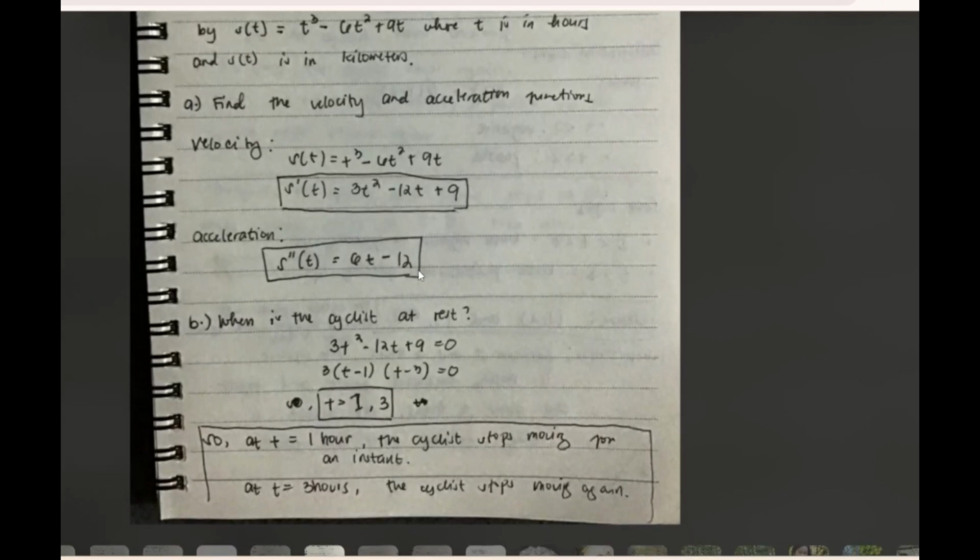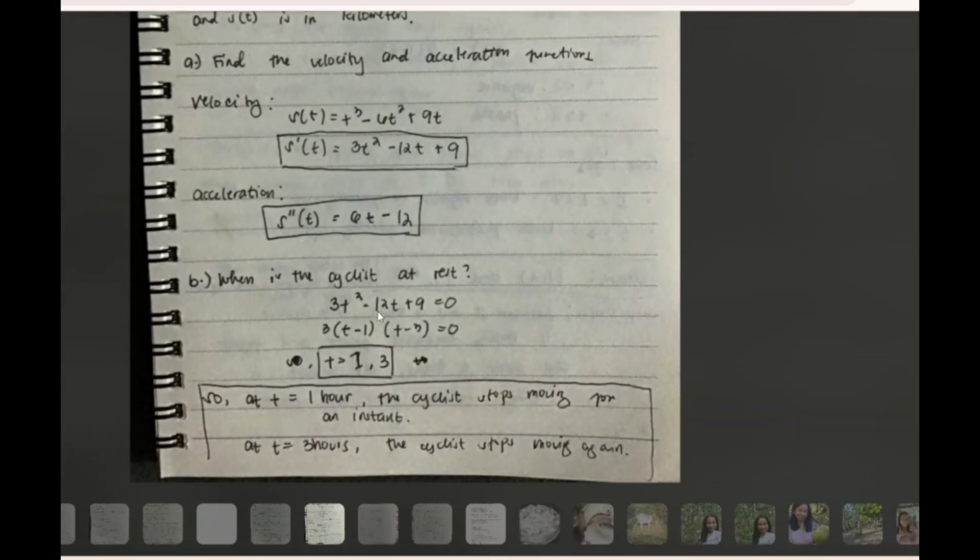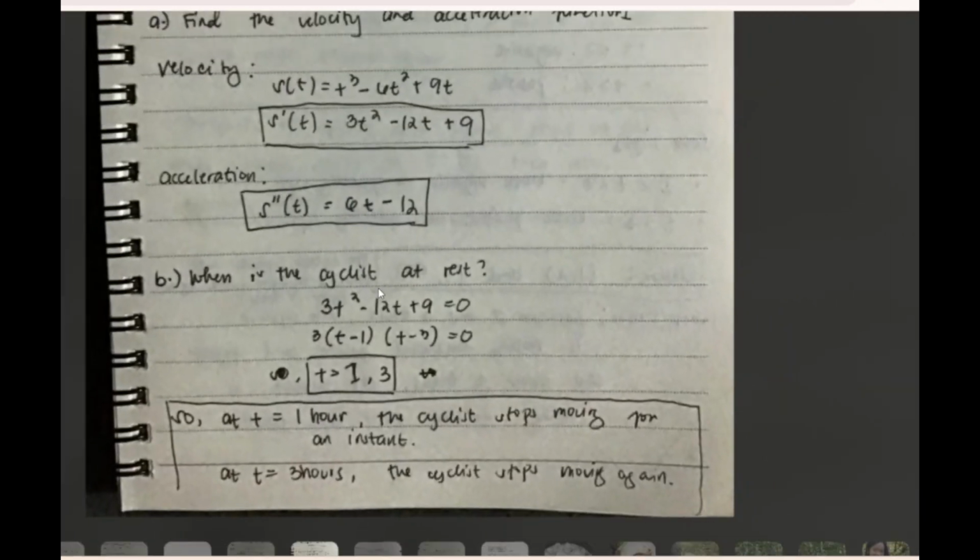For our acceleration, of course, we will just differentiate the velocity, which now becomes s double prime of t. The derivative of 3t squared is 6t, and the derivative of negative 12t is negative 12. Therefore, our acceleration is 6t minus 12. I hope that all of the answers were very clear to you.